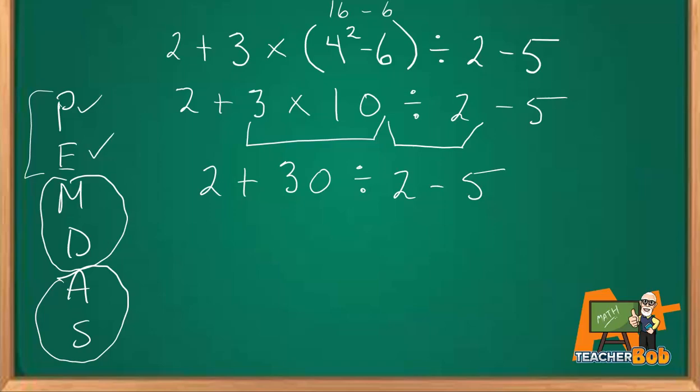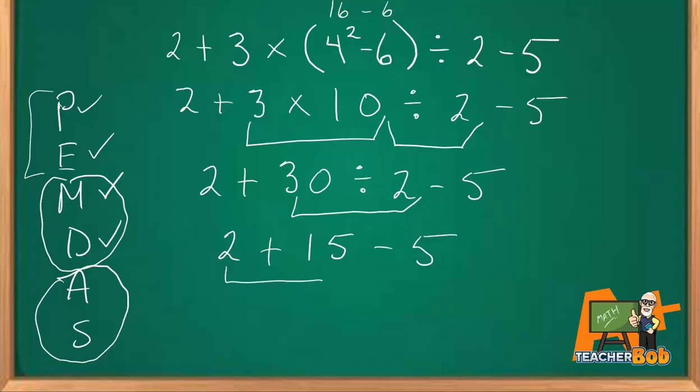Now we have no more multiplication, so the multiplication is done. Division is next, and we have one operation here with division, so it's going to be 2 plus 30 divided by 2 is 15. Subtract 5. Then our final operations are addition and subtraction. Does not matter which comes first, but we do them from left to right. So we're going to have addition first in this case.